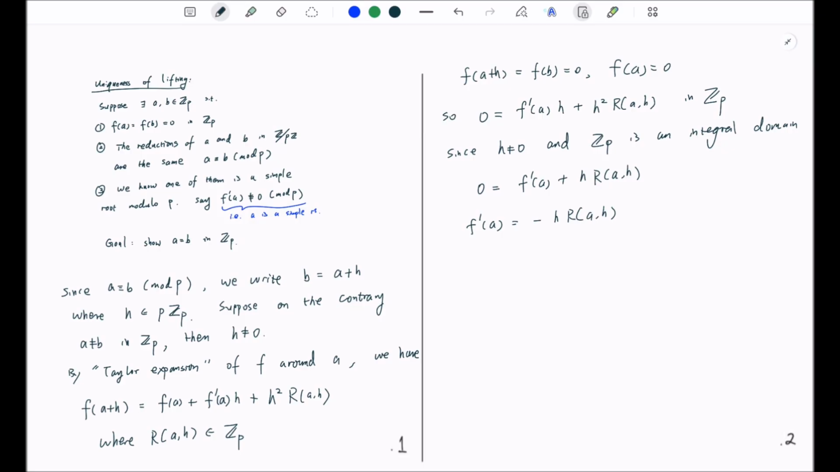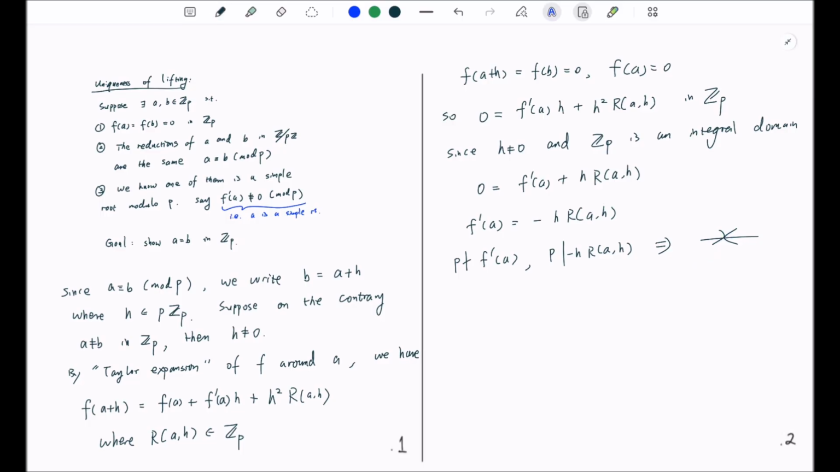Now, we're going to use this condition that f prime of a is not congruent to 0 modulo p. Namely, p does not divide f prime of a. What does that mean? That means we have a contradiction here. Because on one side, p does not divide f prime of a. So p does not divide the left hand side. But because h, by our assumption, is a multiple of p, so p does divide the right hand side. And this leads to a contradiction.